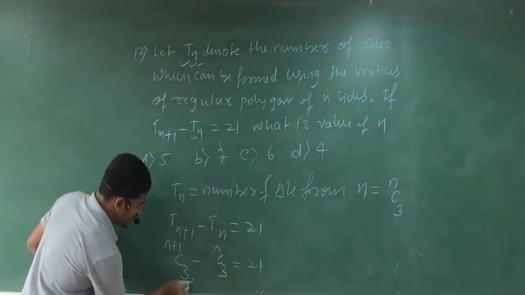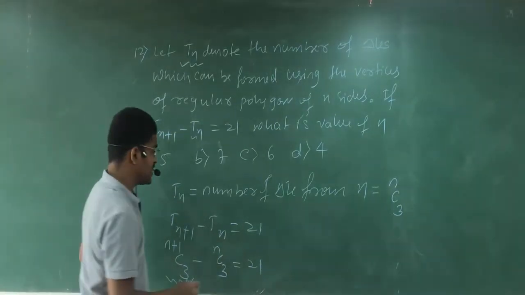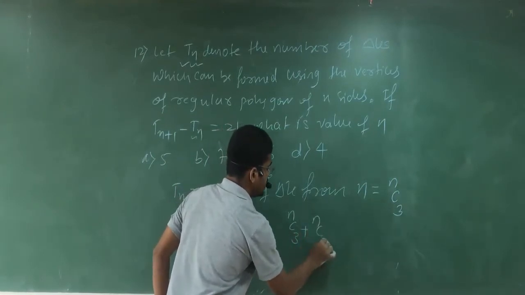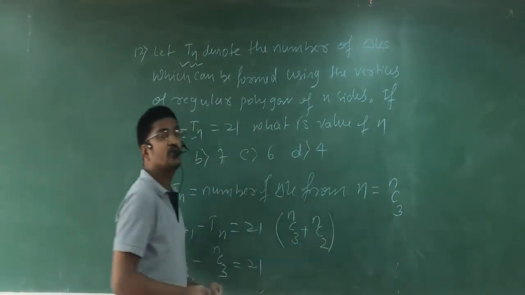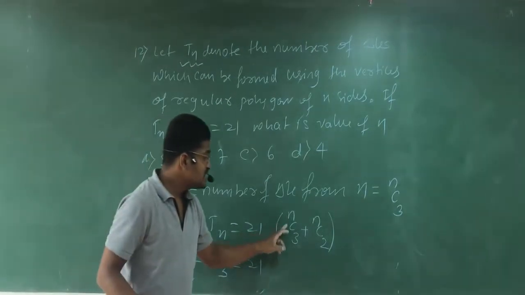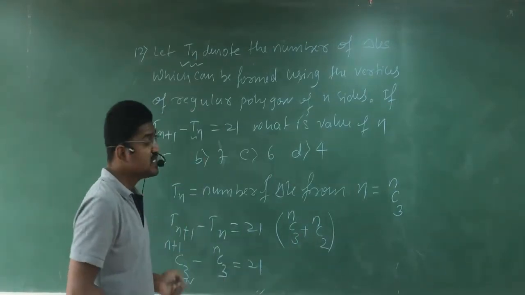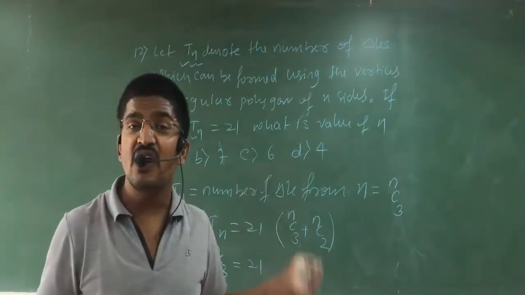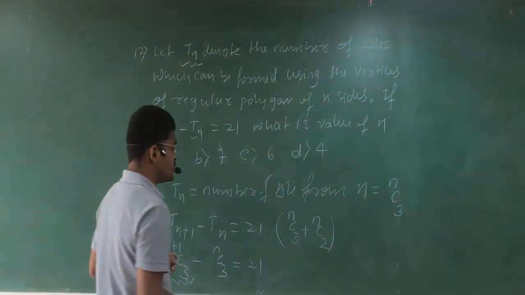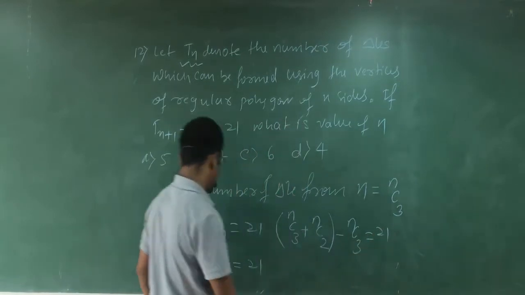Next, see here, n plus 1 C3 can be written as nC3 plus nC2. This also you must know. This is from the results of combination. These all results are in your 12th standard NCERT textbook. Clear? So minus nC3 equal to 21.